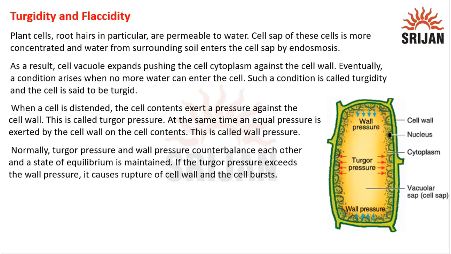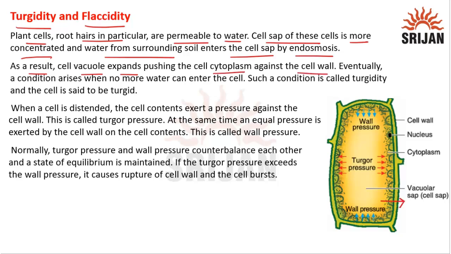In this video, we will learn about turgidity and flaccidity. Plant cells, root hairs in particular, are permeable to water. Cell sap of these cells is more concentrated and water from surrounding soil enters the cell sap by endosmosis. As a result, cell vacuole expands, pushing the cell cytoplasm against the cell wall.